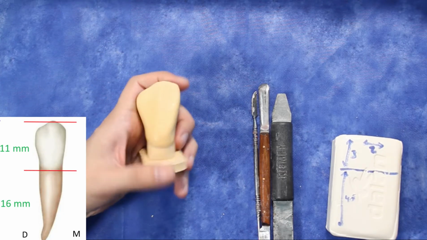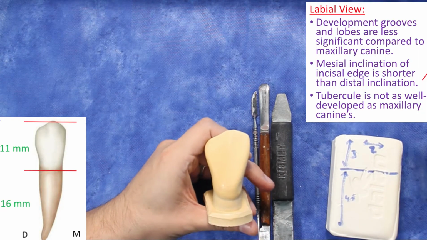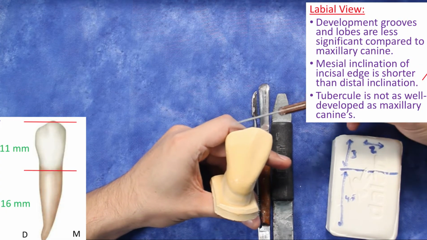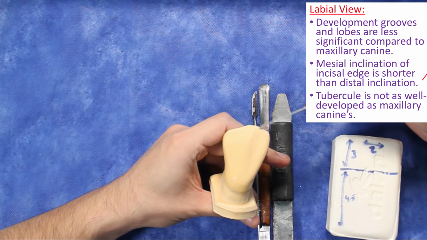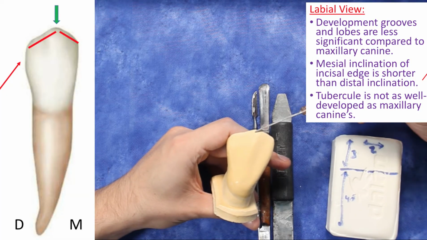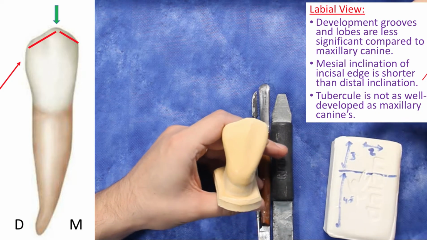And now I will tell the measurements we will use. Crown length is 3 units and root is 4.5 units. So as you see in the picture, it's 11 and 16, but it's easier to use a 3 to 4.5 ratio. And mesiodistal width will be 2 units. Also labiolingual thickness will be 2 units as well.